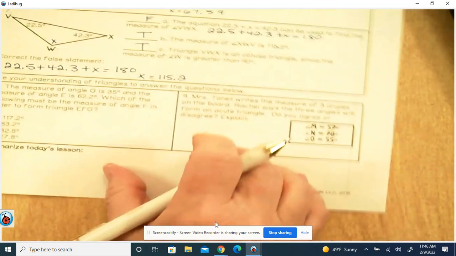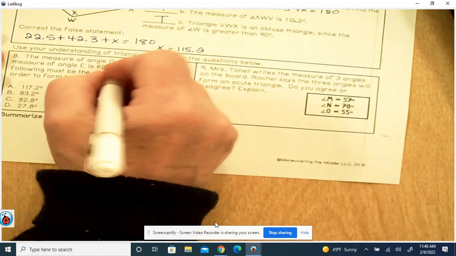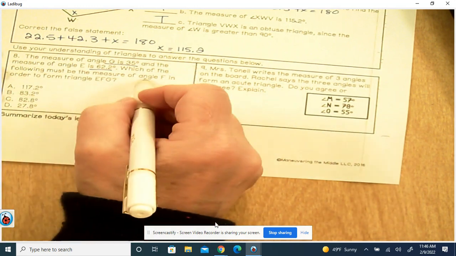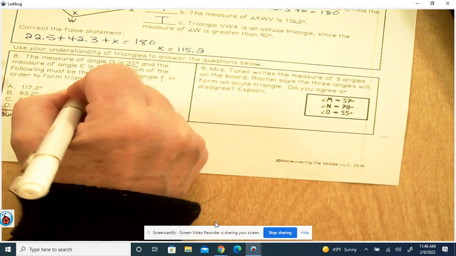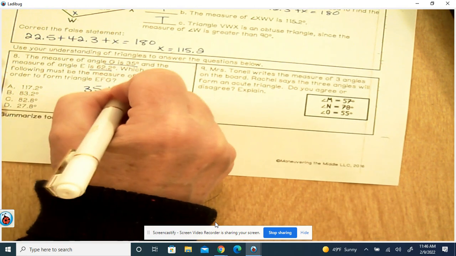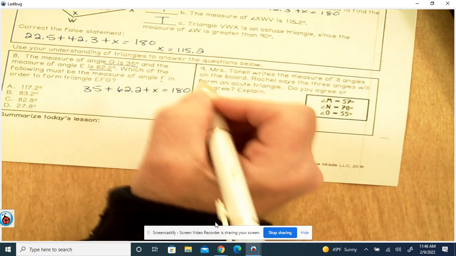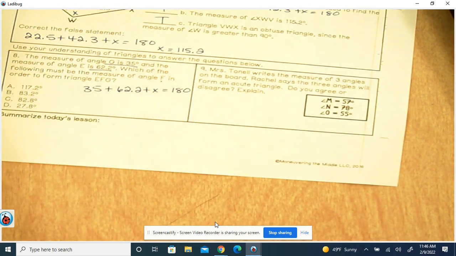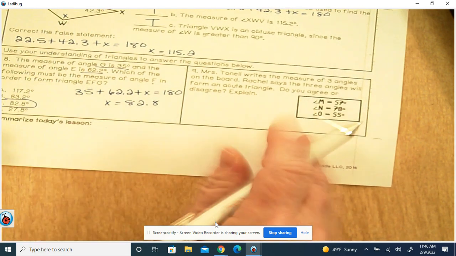All right. Use your understanding of triangles to answer the questions below. The measure of angle G is 35 and the measure of angle E is 62. Which of the following must be the measure of angle F in order to form triangle EFG? So we've got 35 plus 62.2 plus x equals 180. If we take that and put it in our calculator, we get 82.8, and that answer would be C.